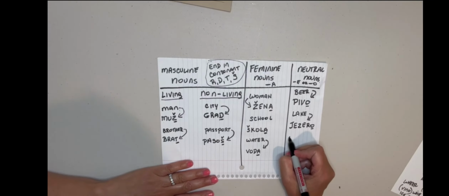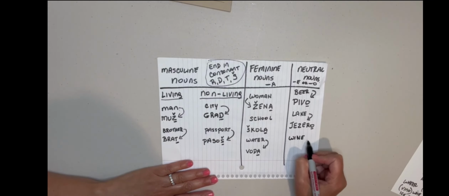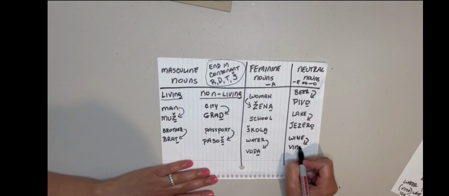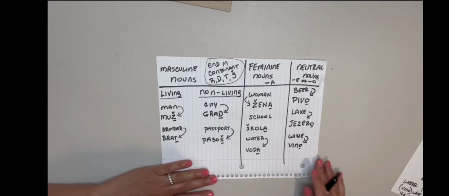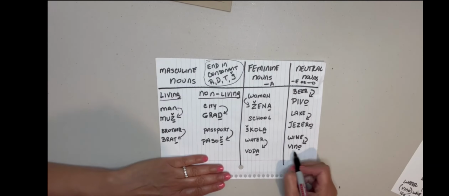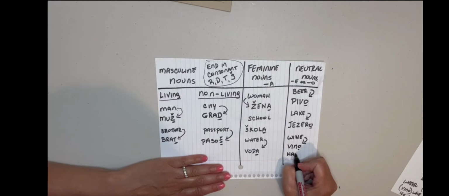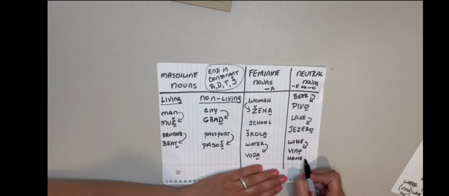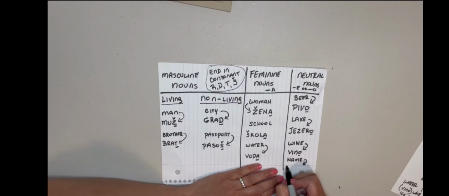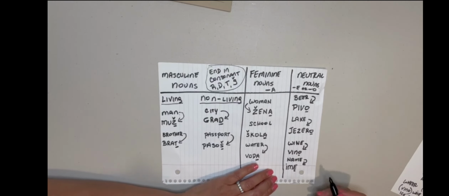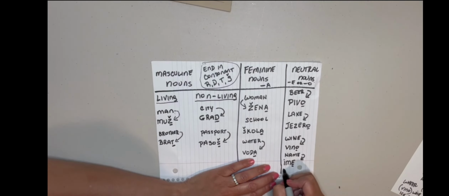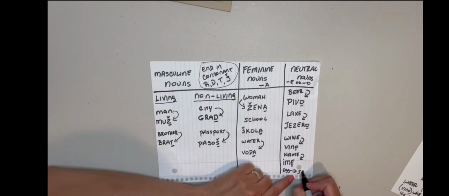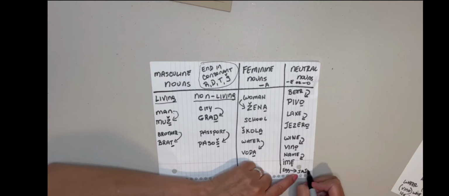The word wine in Serbian is vino. Again, another neutral noun. Name. So my name is Zora. Name is a neutral noun, and that's ime, I-M-E. Or the last one is egg, and that's jaje, J-A-J-E. Jaje.